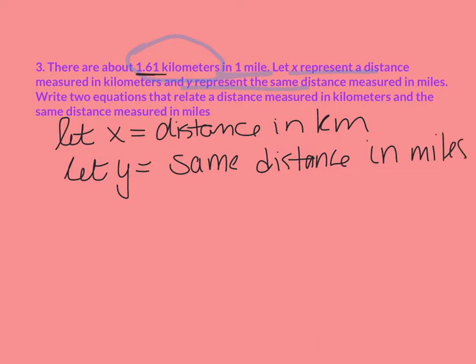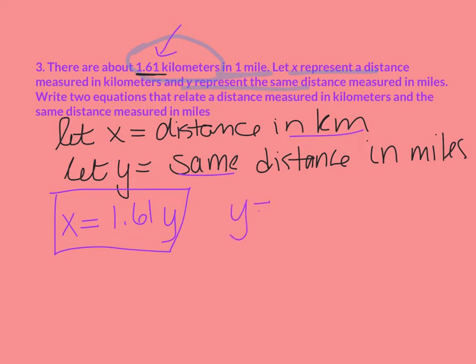So now two equations. They're both going to be using x, y, and that 1.61. So if I start out with x, I know that x is the distance in kilometers, and I would be multiplying 1.61 times the distance in miles. So to get x, the distance in kilometers, I would multiply that times y. So that's one equation. The other one means that I have y, and the opposite of that would be x divided by 1.61.